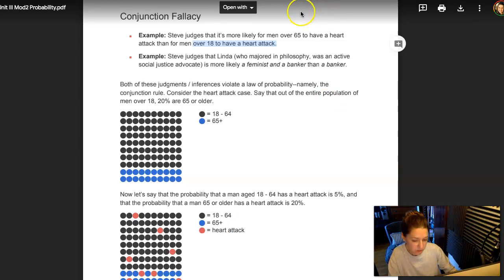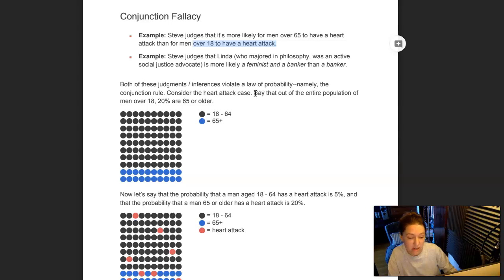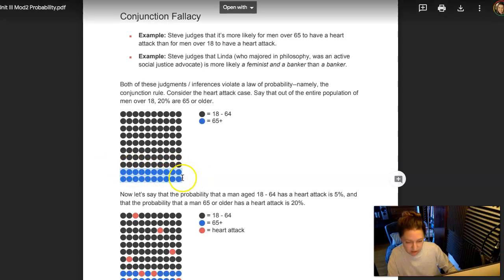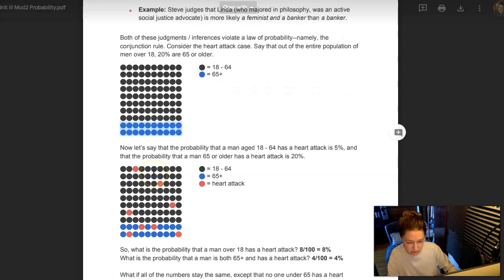So all of these numbers are made up. This is like doing a back of the envelope calculation to make a point and not real numbers. I made these up. So say that out of the entire population of men over 18, 20% of that population is 65 or older. So here's 100 dots. And let's make 20% of them, so 20 of them, the 65 or older crowd. That's what the blue dots refer to.